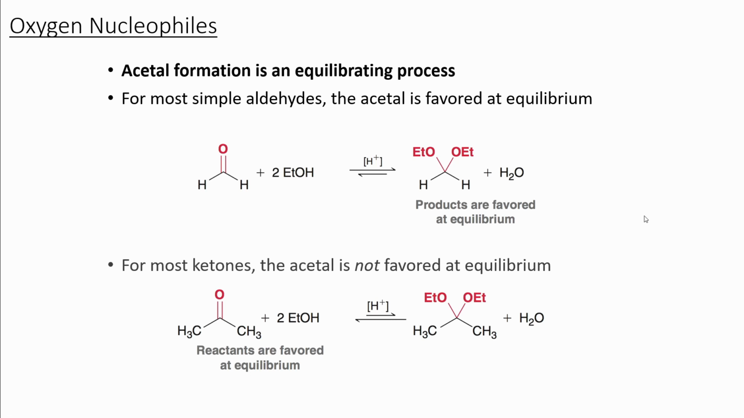The formation of both the hydrate and the acetal is always going to be an equilibrium process. And so depending on the reagents that we use, we'll have a different result in this equilibrium. For simple aldehydes, the acetal is favored in the equilibrium. Remember, the aldehydes are more reactive than ketones. For most ketones, the acetal is not favored at equilibrium. The reactant of the ketone will be favored at equilibrium.